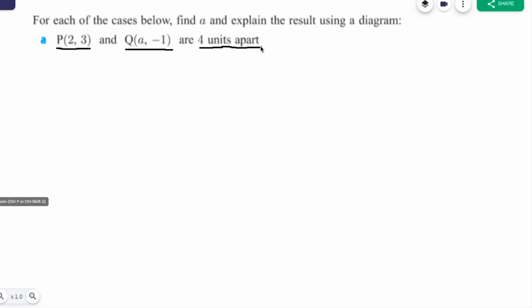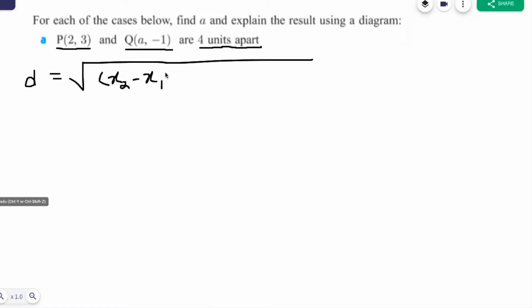2 points, then it is a question of coordinate geometry, and it is a question wherein you can use the distance formula which you have been learning all this while, which is square root of x2 minus x1 whole square plus y2 minus y1 whole square.